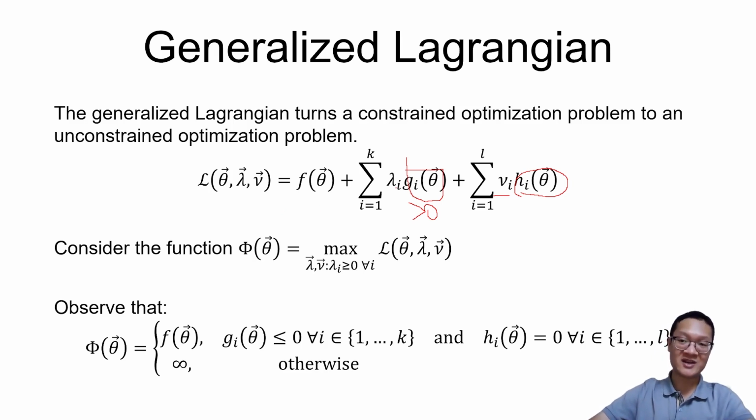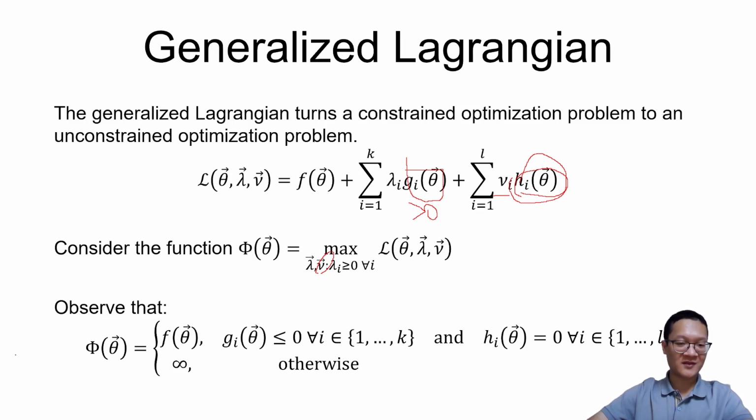On the other hand, if the h_i is negative, we can pick the corresponding nu_i to be negative infinity. Nu_i does not have to be positive, so we can pick nu_i to be negative infinity. So negative infinity times something negative will give us infinity. So that definitely will maximize L.